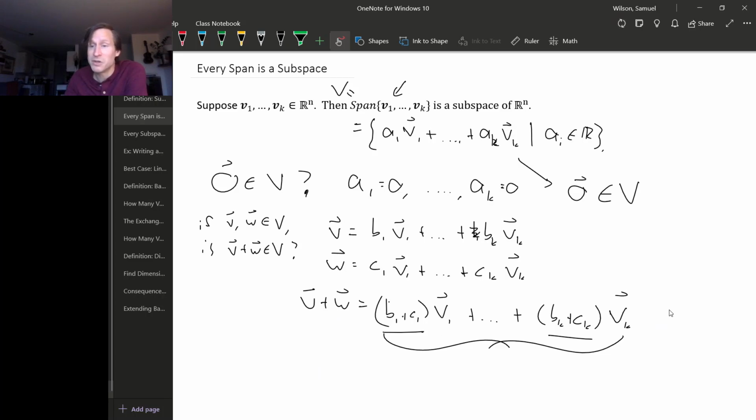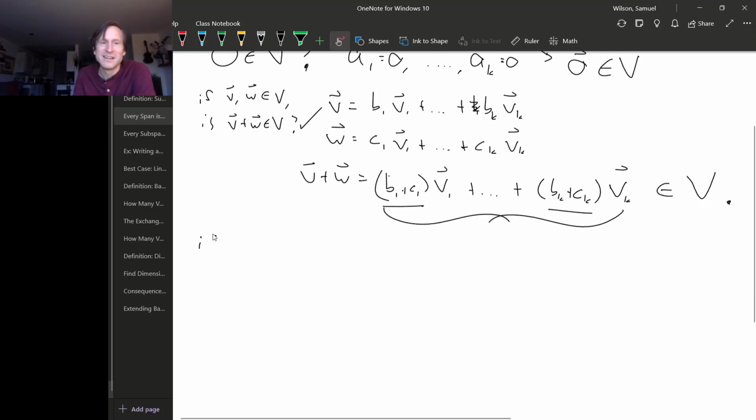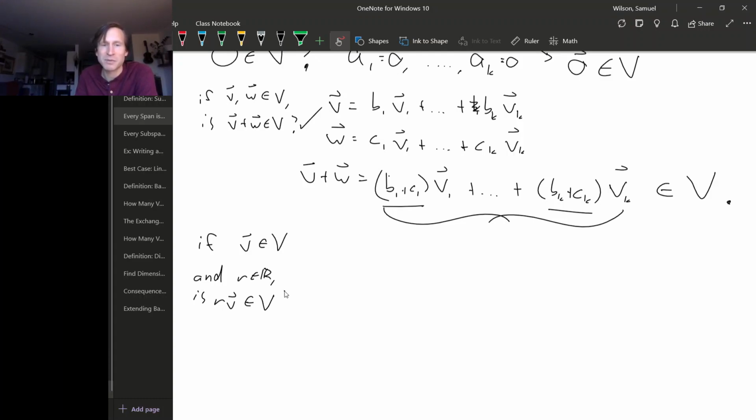So v plus w is in the span of the v's. Good, that means that this span is closed under addition. So now we have to check scalar multiplication. So if we have a vector little v in this span, capital V, and we choose any old scalar, is the scalar product, r times little v, in the span, capital V?